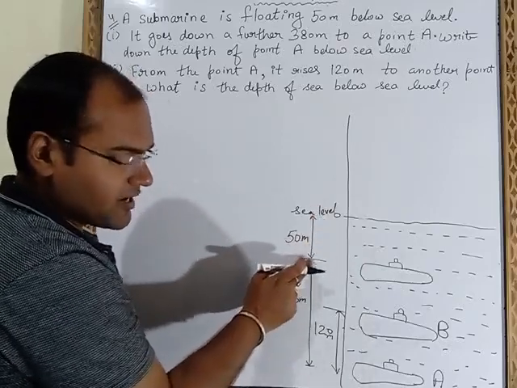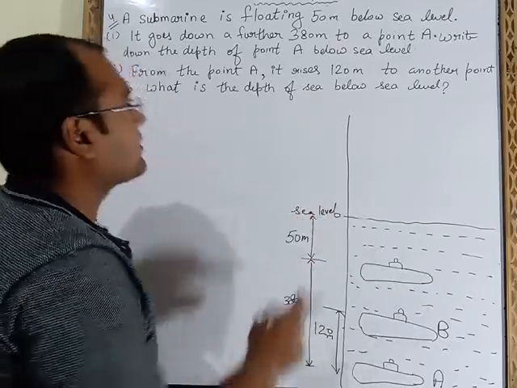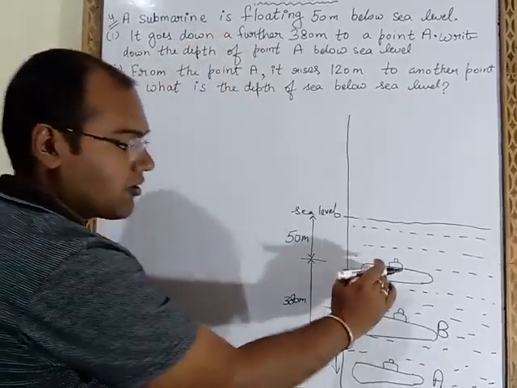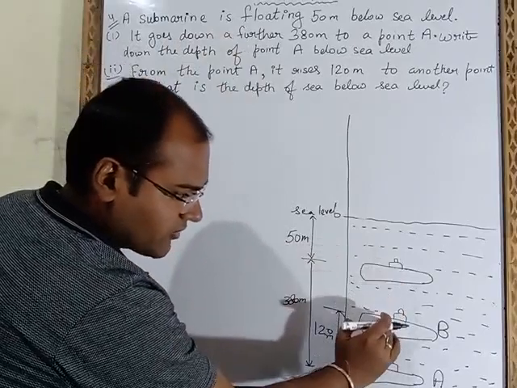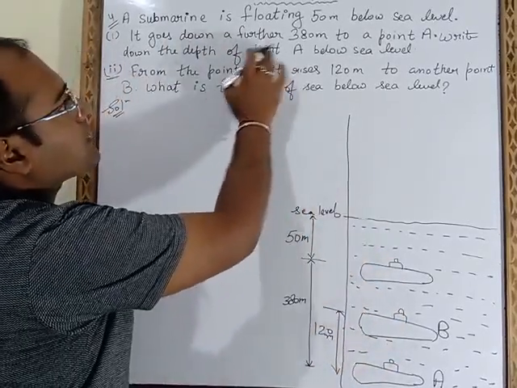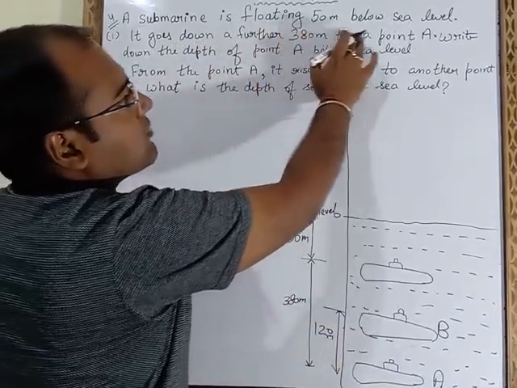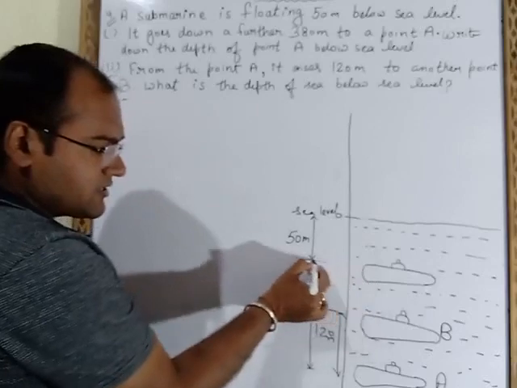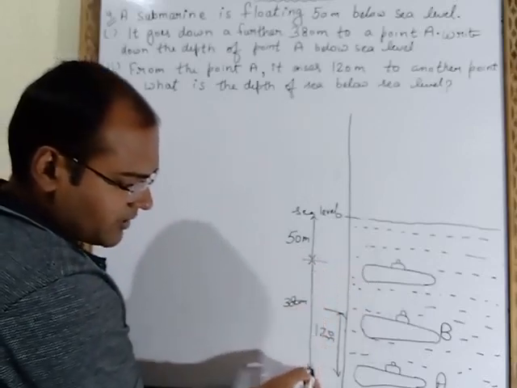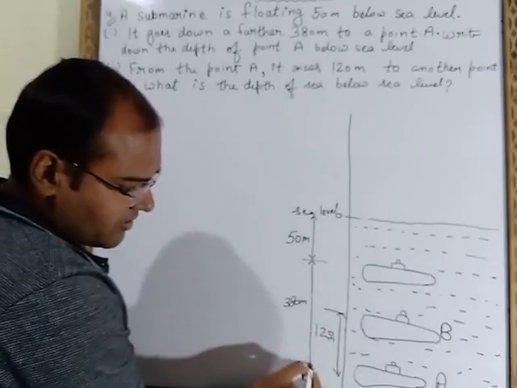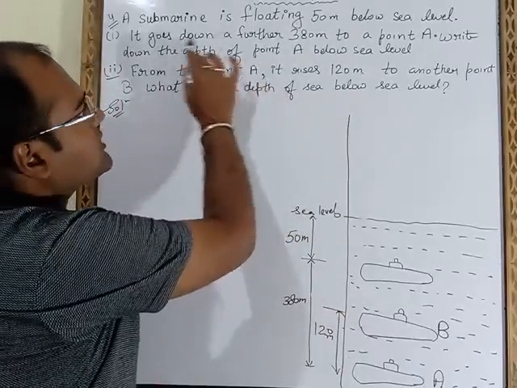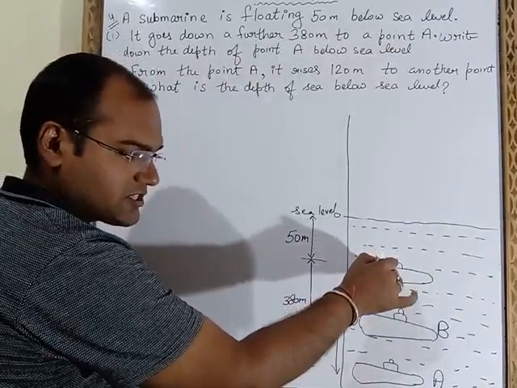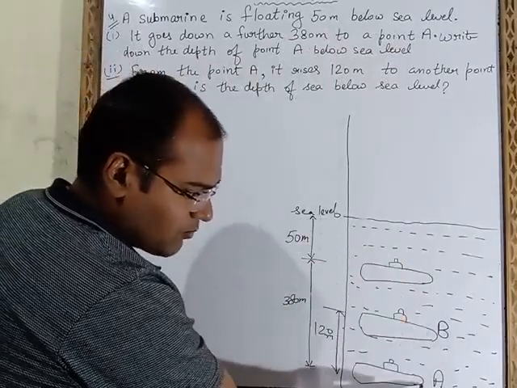So I have mentioned here the distance. This distance is 50 meters. Now after that, what is that? First part. It goes down further. From this point, this submarine goes down further. Here it came. It goes down further 380 meters to the point A. From this distance, it goes down 380 meters. This much distance is 380 meters. So he said in the question, this submarine goes 380 meters to the point A. So from this position, this submarine comes down to the point A.